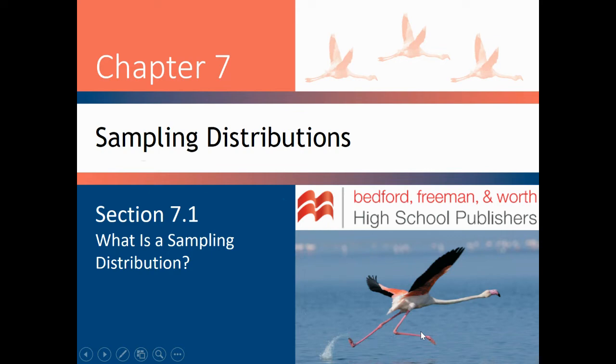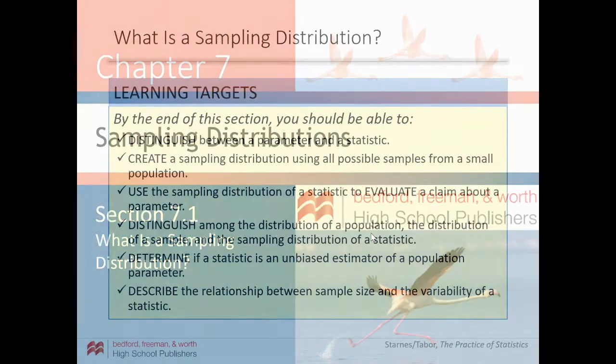All right, hello everyone. We are looking at chapter 7, titled Sampling Distributions, and in this video we're starting off at section 7.1, what is a sampling distribution?